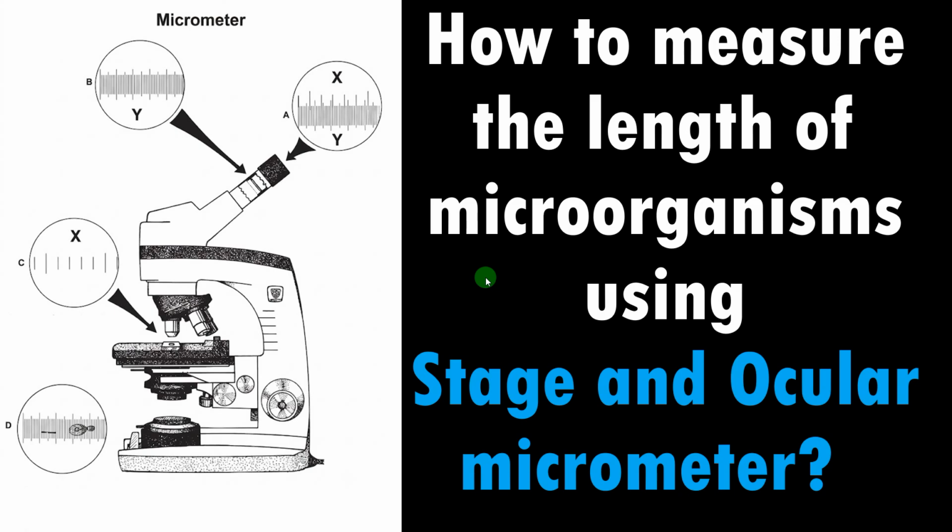Hi friends, in this video let us understand how to measure the length of microorganisms or any specimens using stage and ocular micrometer within 5 to 10 minutes. This yeast cell and the bud, the length is calculated as 22.4 micrometer. How we did this measurement, let us see.